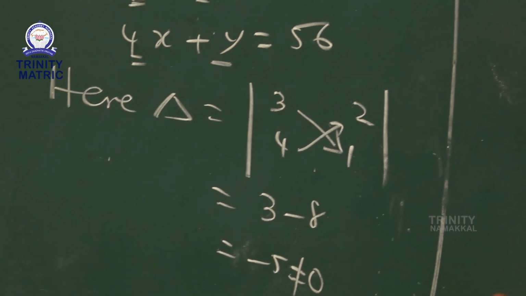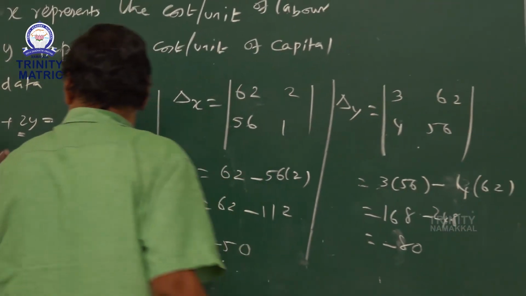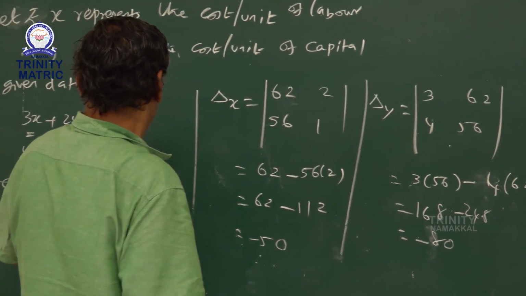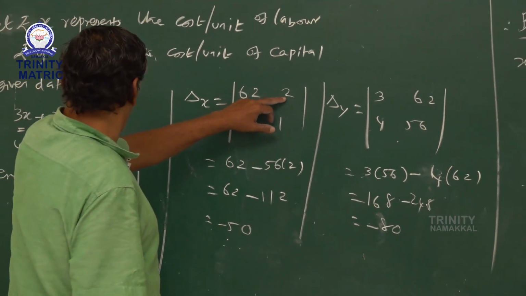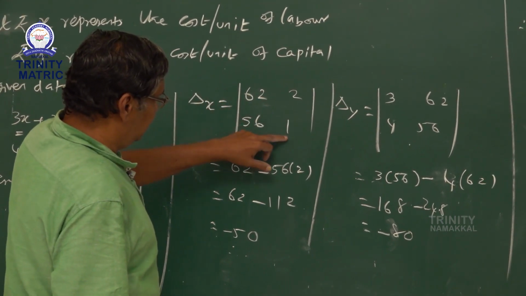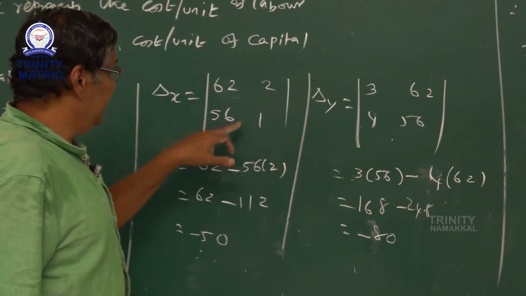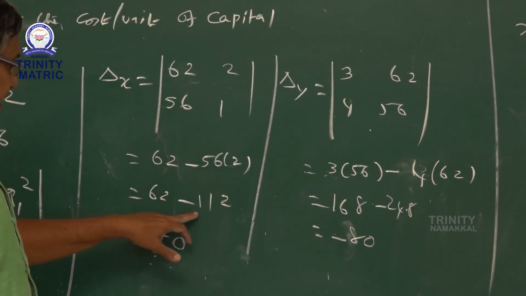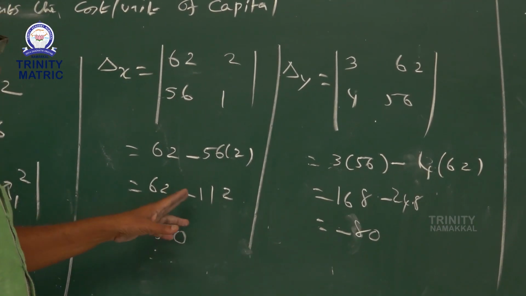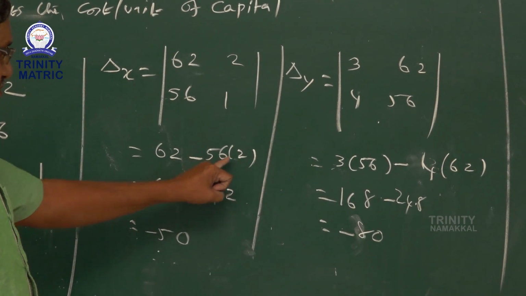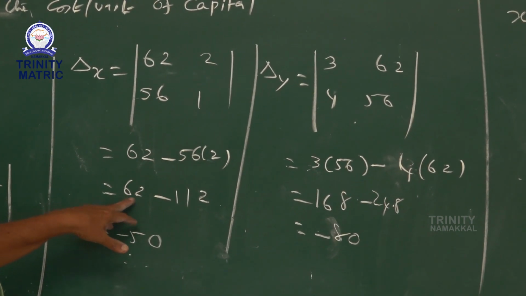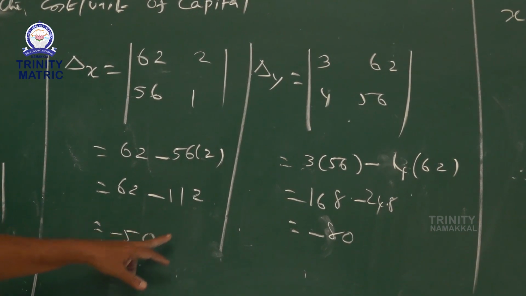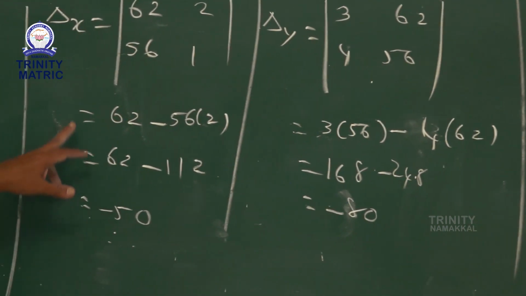Next, del x. How will you find del x? Instead of the coefficient of x, 3, 4, you have to write the amounts, 62, 56. And the y coefficients 2, 1. 62 minus 56 into 2. That is 112. You should know the table: 6 2s are 12, 5 2s are 10, 112. Or you can use the calculator. 62 minus 112, what do you get? Minus 50.